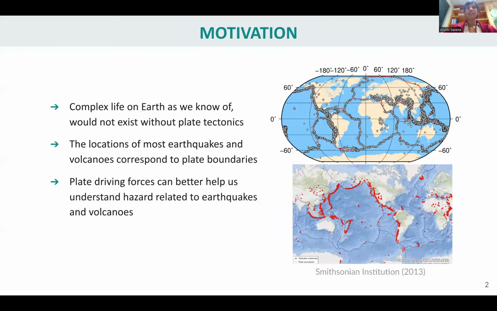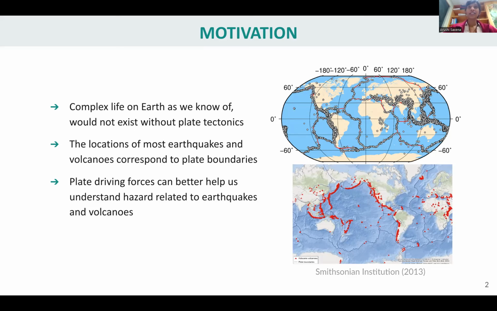As we are all aware, complex life on Earth would not exist without plate tectonics. And if we look at the earthquake epicenter distribution, shown here by gray circles, and volcanic distribution, shown here by red triangles, they lie very closely on plate boundaries, which means that if we can understand the plate boundary driving forces, we can also understand the hazard associated with these earthquakes and volcanoes.